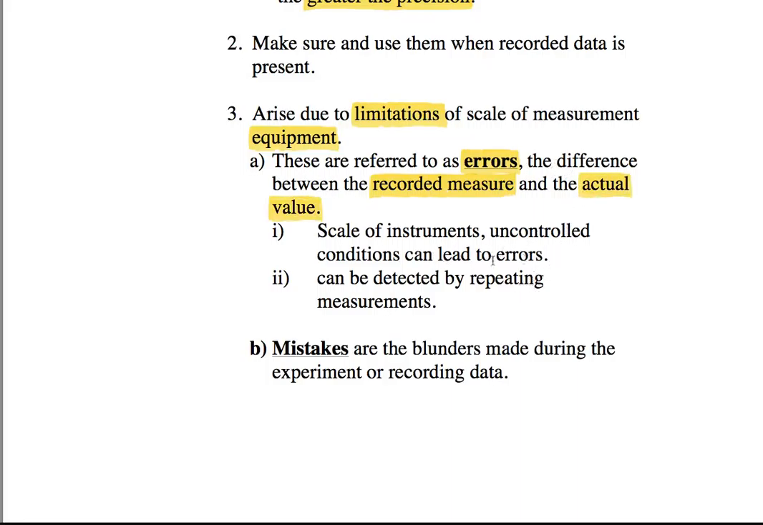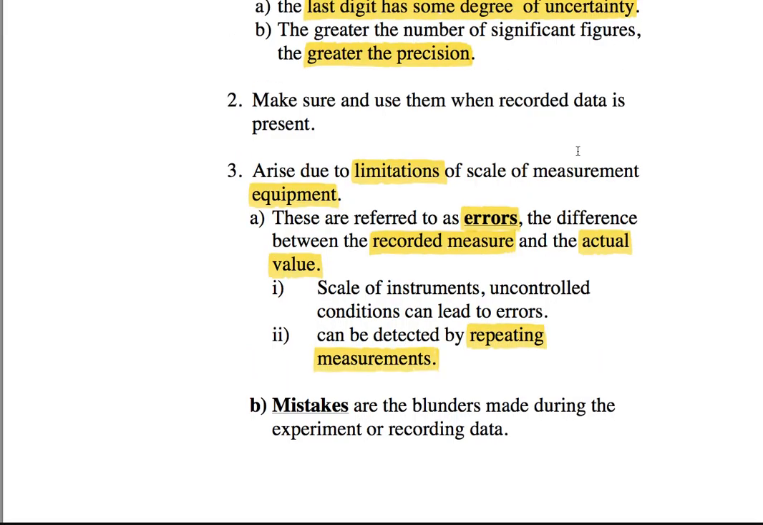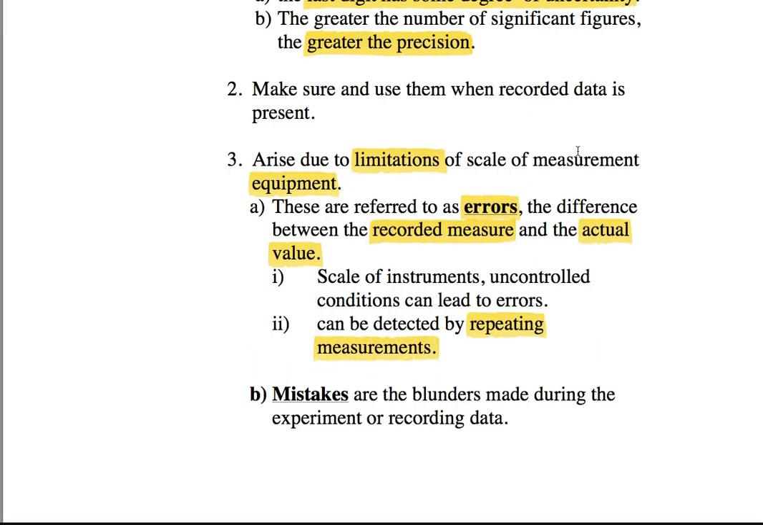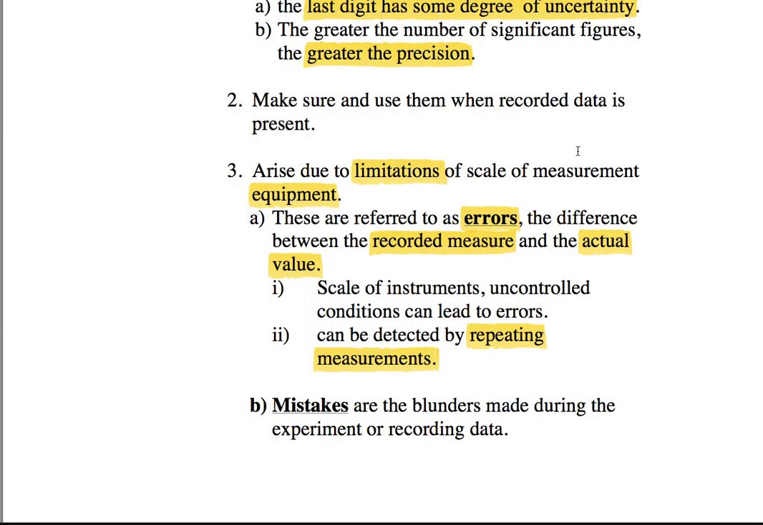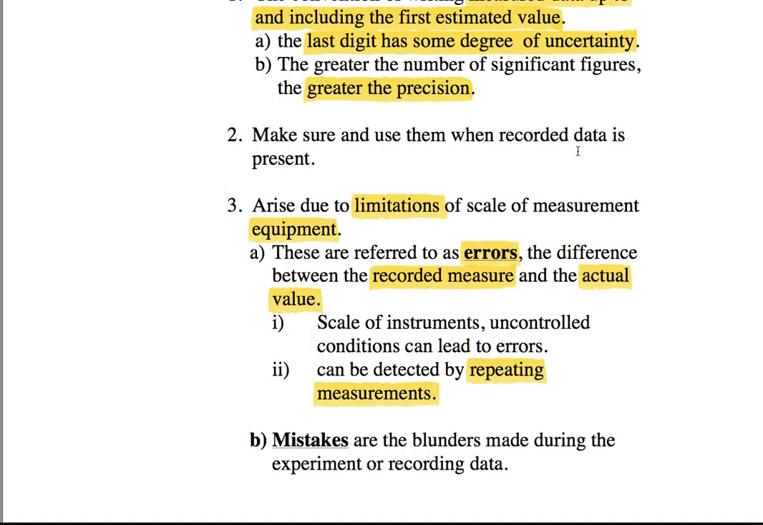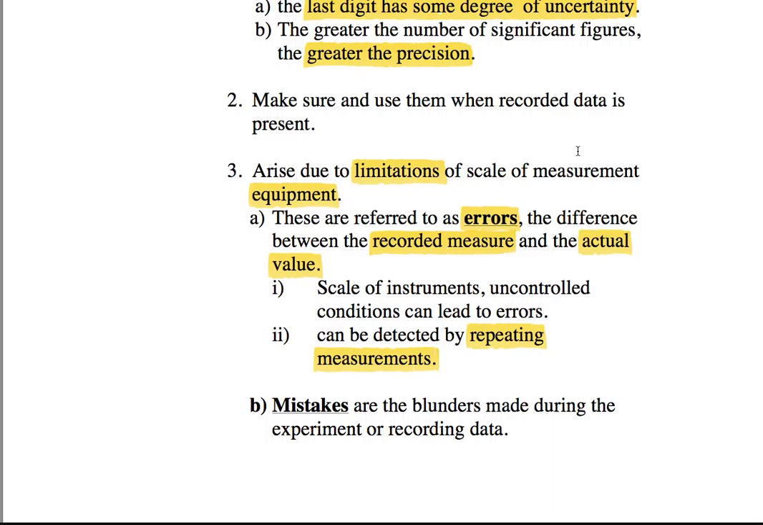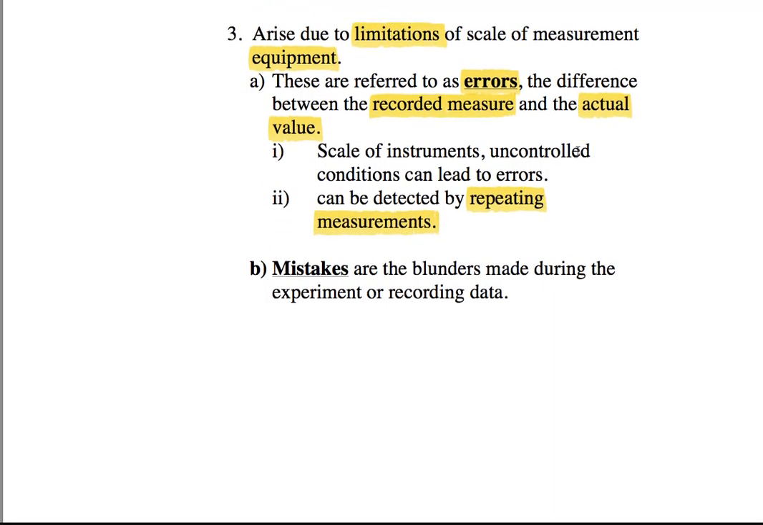So again, these are the conditions that can lead to such errors: the scale of the instruments or the uncontrolled conditions. Now, you can detect these errors by repeating your measurements and looking for something that might be out of the norm. All right. Mistakes, though, are going to be blunders that you made during the experiment or recording the data. Maybe you wrote down the wrong units or whatever the case may be in that scenario.